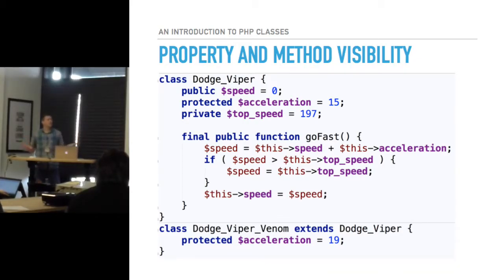So public is anybody can access. Protected means the child classes can access. Private means only the class you're in can access.